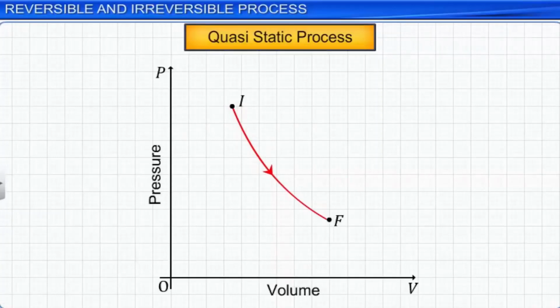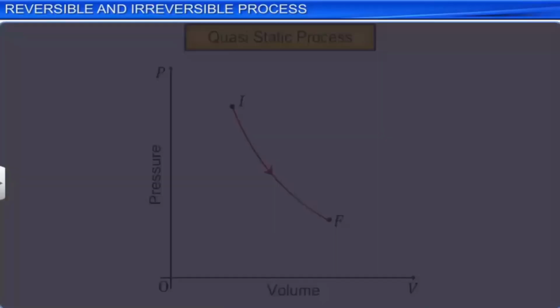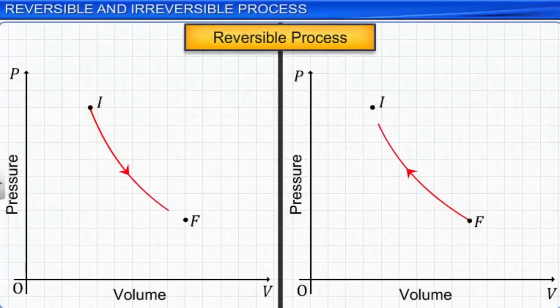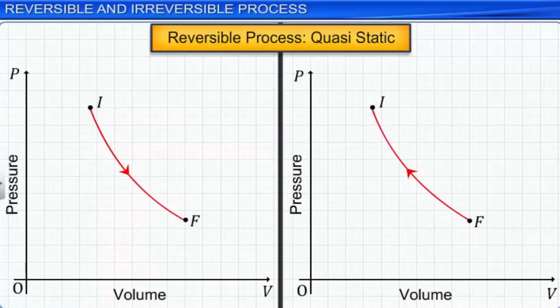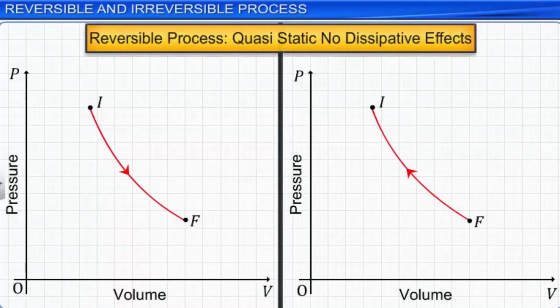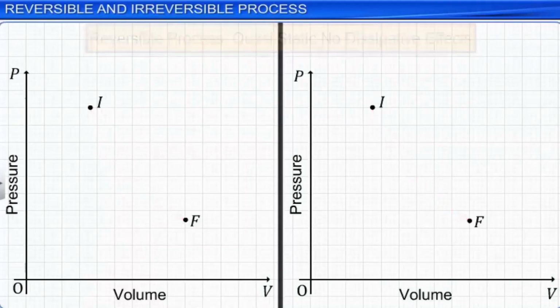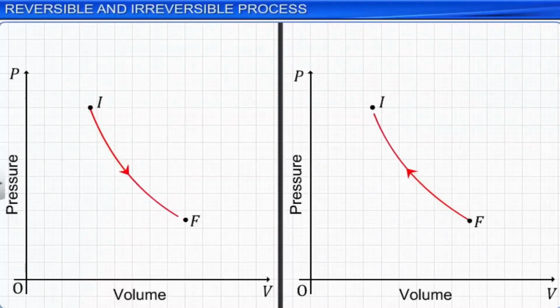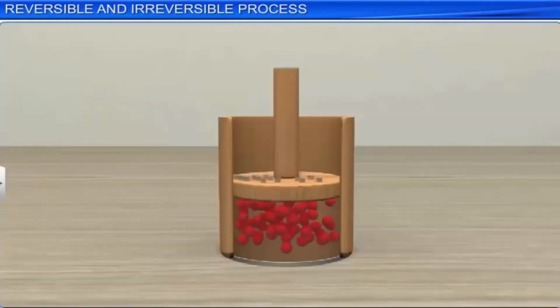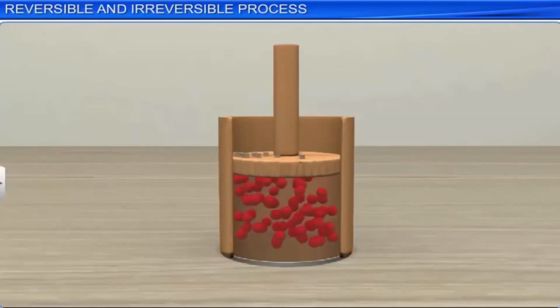Now, we can write the conditions for a process to be a reversible process. For a process to be reversible, it must be quasi-static. And there must be no dissipative effects. Like a quasi-static process, a reversible process is also an ideal one. For example, consider an ideal gas in a container with a frictionless movable piston. A quasi-static expansion or compression of this gas is an example of a reversible process.